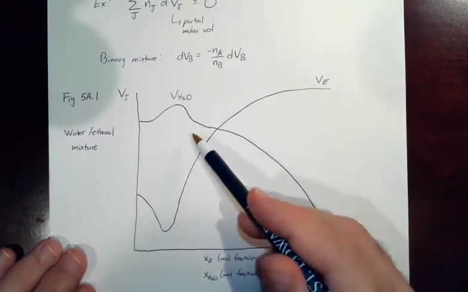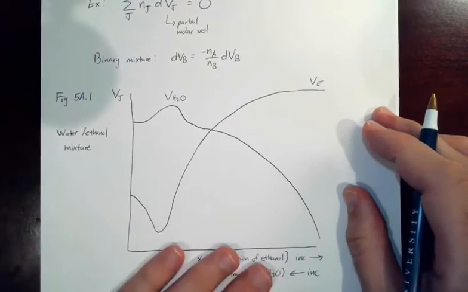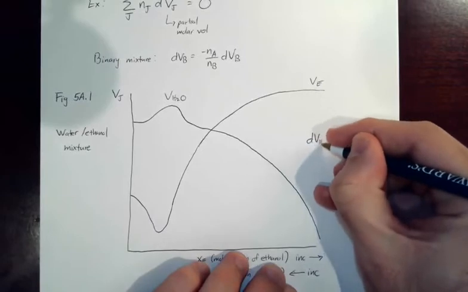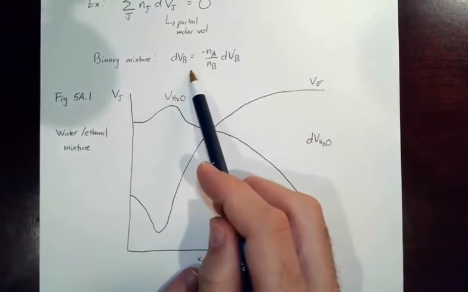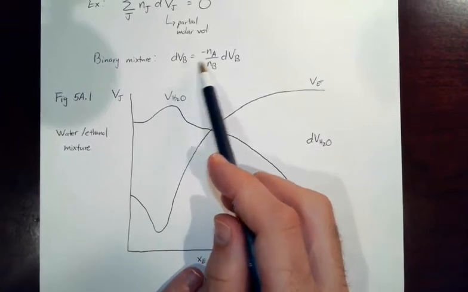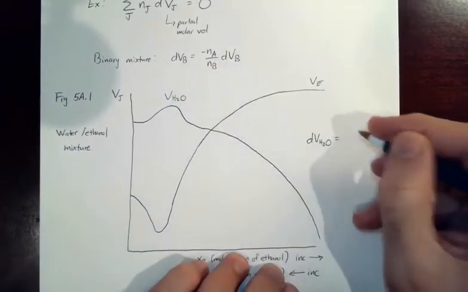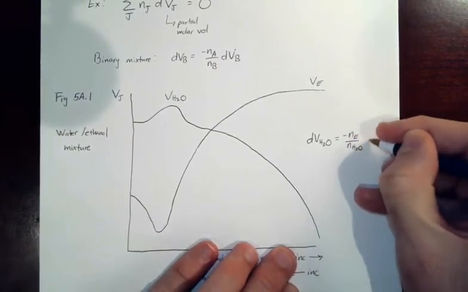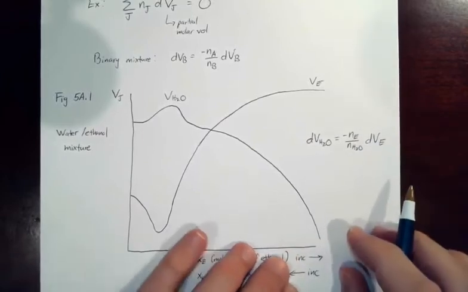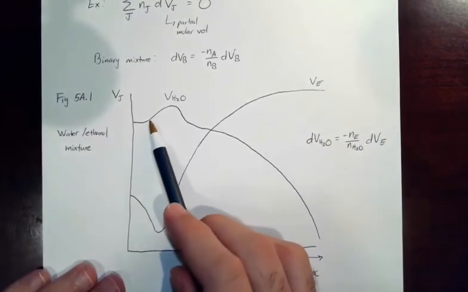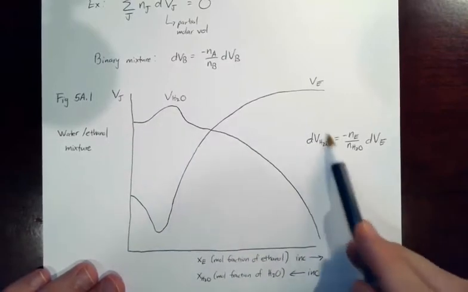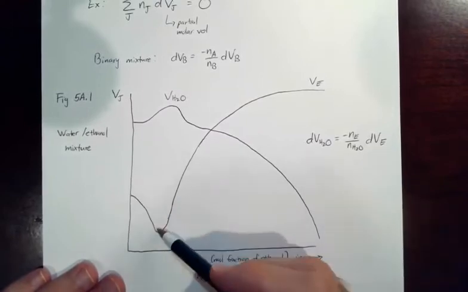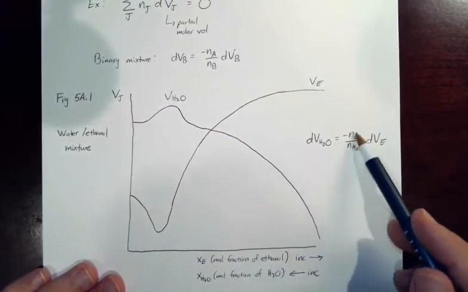Also, let me write the equation for ethanol and water here off to the side. I'm just rewriting this equation right here, where B is going to be H2O and A is going to be ethanol. So VH2O increased, so that's positive. Therefore, dVe is going to be negative. It's going to decrease. And let's look at this coefficient out front.